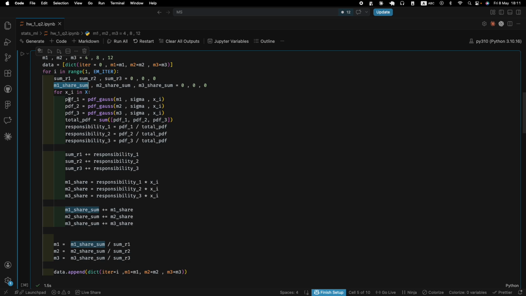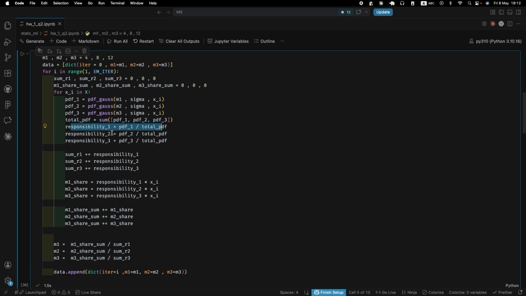So first, we calculated the probability density function for each one of the M's. So given M1, what is the probability density function? Given M2, what is the probability density function, etc. Now I calculated the total probability density by just summing all of this. I can just add them together. It was easier for me to use a list, if you want to add more parameters.